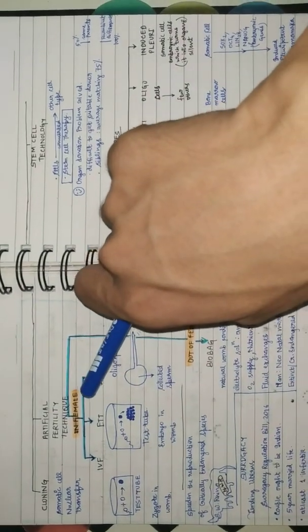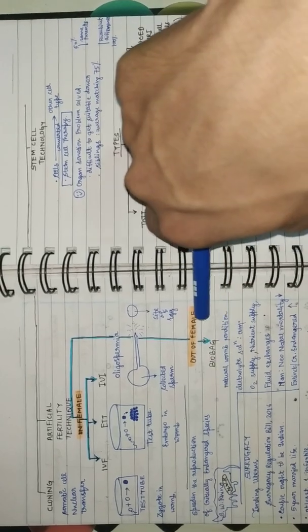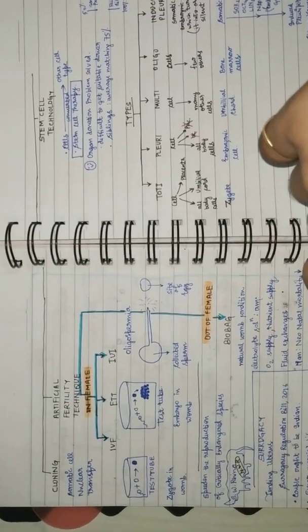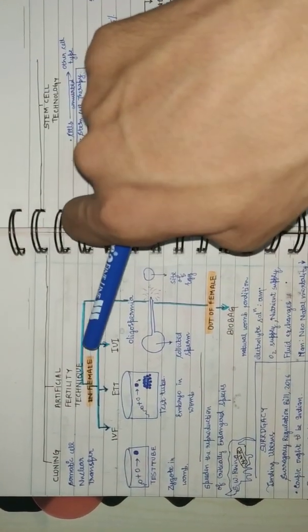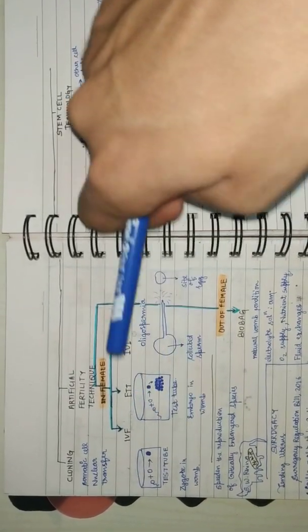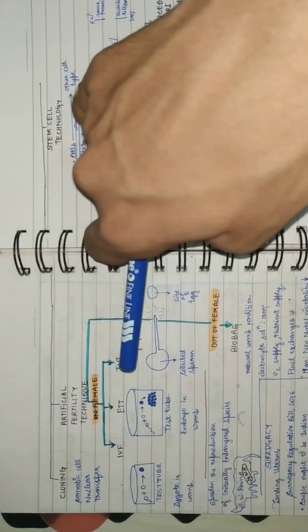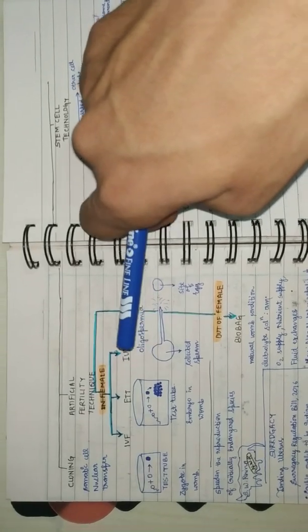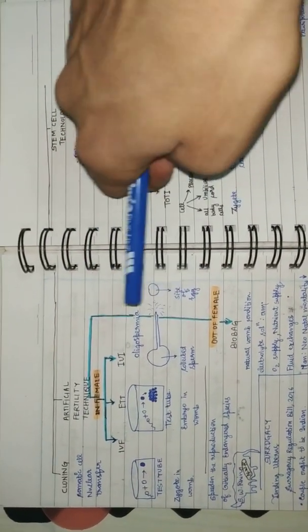The next is artificial fertility technique. This technique can be used both in the womb of a female or outside the womb of a female. Let's first understand some of the reasons why we go for artificial fertility. A man or a woman can suffer from many fertility issues. For example, there could be azoospermia, where there is absence of sperms in a man. There can be oligospermia, where there are few sperms.